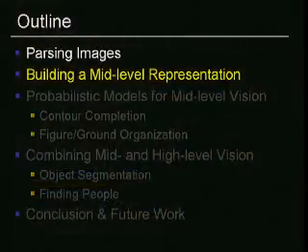OK, so here's the outline for my talk. I've already talked about the problem of parsing images, the possibility of having a framework to combine all the levels of abstraction, and the importance of structure. Next, I will tell you about a solution that we came up with, trying to build a mid-level representation based on edges. And on top of the representation, we'll talk about probabilistic models for mid-level vision, including contour completion and figure-ground organization. I'm going to show you quantitative results on these problems. Then I will show you how to extend the model to include both mid-level and high-level vision and apply it to problems of object segmentation and, more interestingly, finding people.